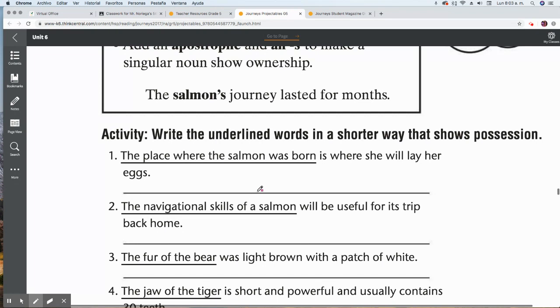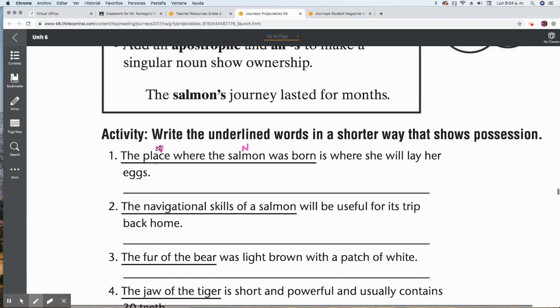Let's think about what the underlined part of the sentence is saying. The place where the salmon was born. Which noun do you think will become the possessive noun? In this underlined part of the sentence, we have two nouns. We have place and we have salmon. Let's go back and read the underlined part to understand what it is saying. The place where the salmon was born.